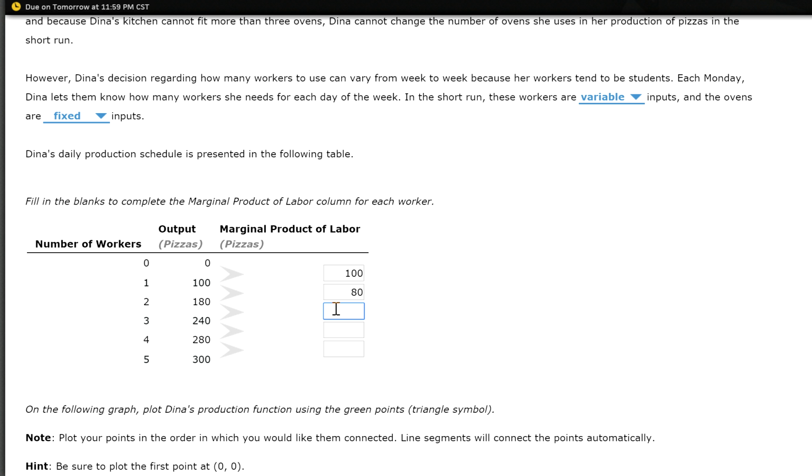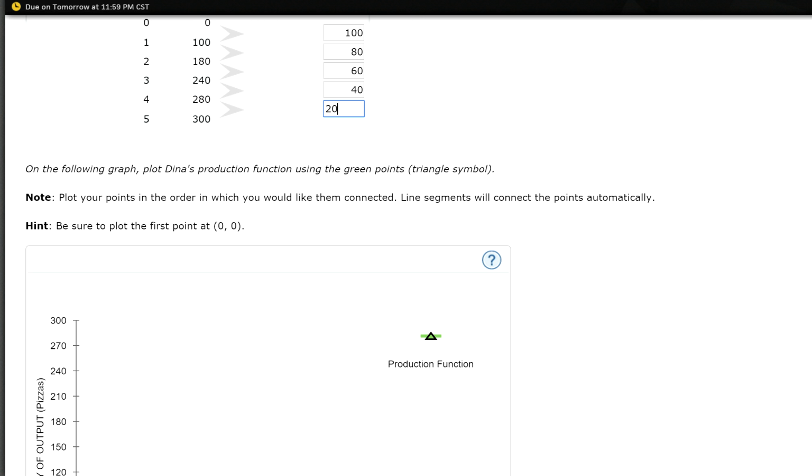And then the third worker will be from 180 to 240. So the trend over here is that the marginal product of labor will be the difference between each level of output. So next one should be 60, that's 240 minus 180. And then after that, there should be 40, that's the difference between 240 and 280. And the last one is going to be 20, that's the difference between 280 and 300. Okay, all right, next part.